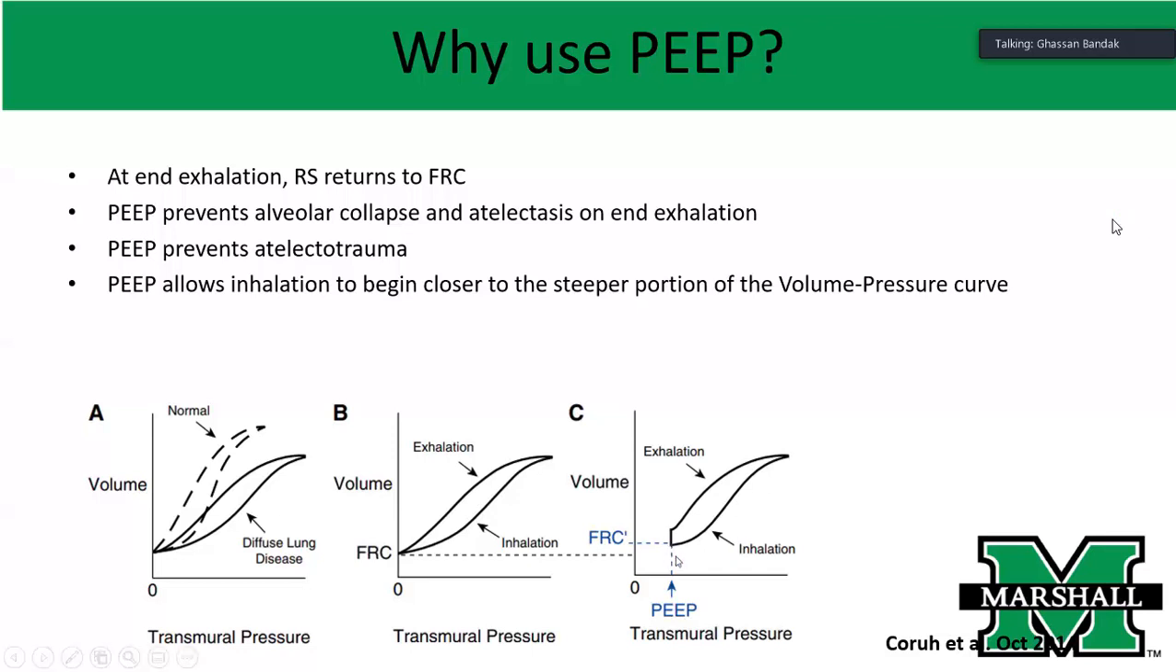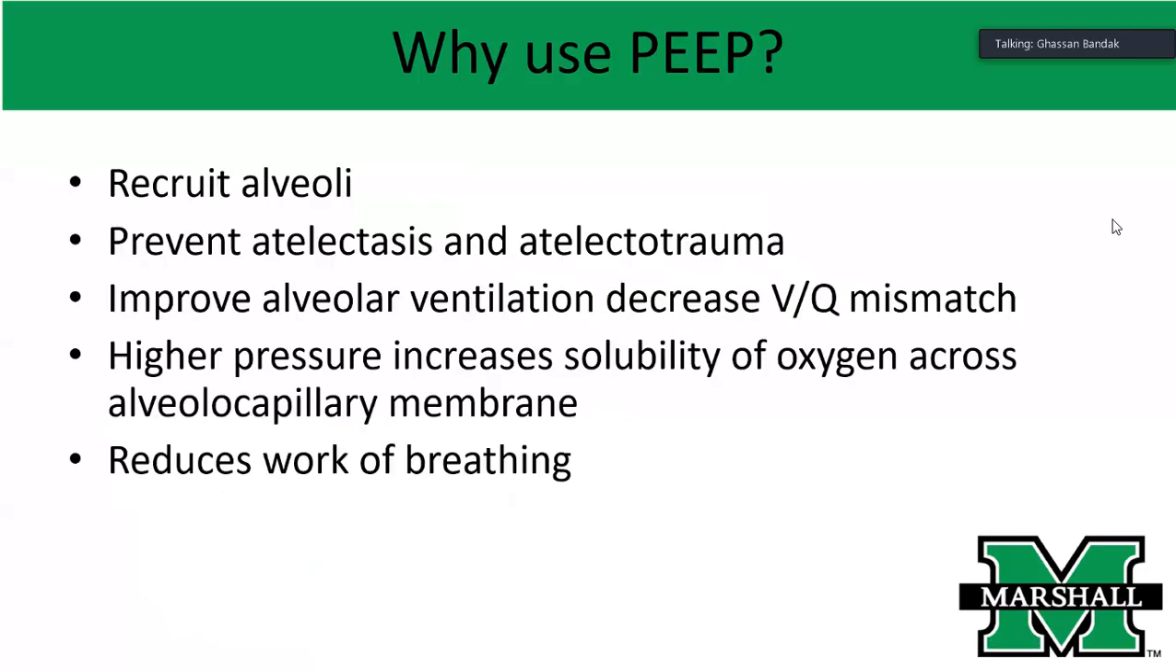So you use PEEP to reduce work of breathing, to prevent atelectotrauma, to increase the recruitable part of the lung, and to improve gas exchange, okay? So again, why do we use PEEP? Recruit alveoli, prevent atelectasis and atelectotrauma, improve alveolar ventilation and decrease V/Q mismatch. It is also thought that higher pressure will increase the solubility of oxygen across the alveolar capillary membrane, and it reduces the work of breathing. So there's a lot of benefit in putting a mechanically ventilated patient on PEEP.